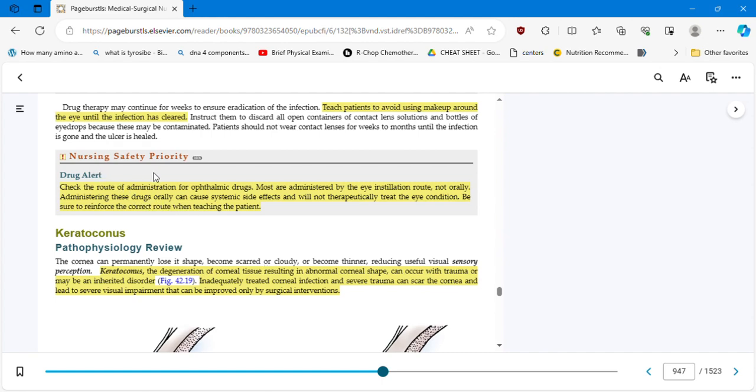Another nursing safety priority, check the route for administration of ophthalmic drugs. Most are administered by the eye instillation route, not orally. Administering these drugs orally can cause systemic side effects and will not therapeutically treat the eye condition. Be sure to reinforce the correct route when teaching the patient.